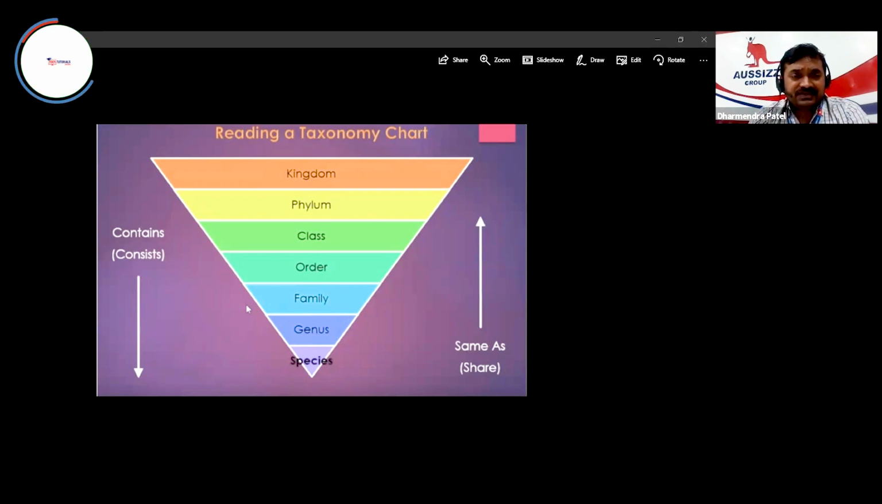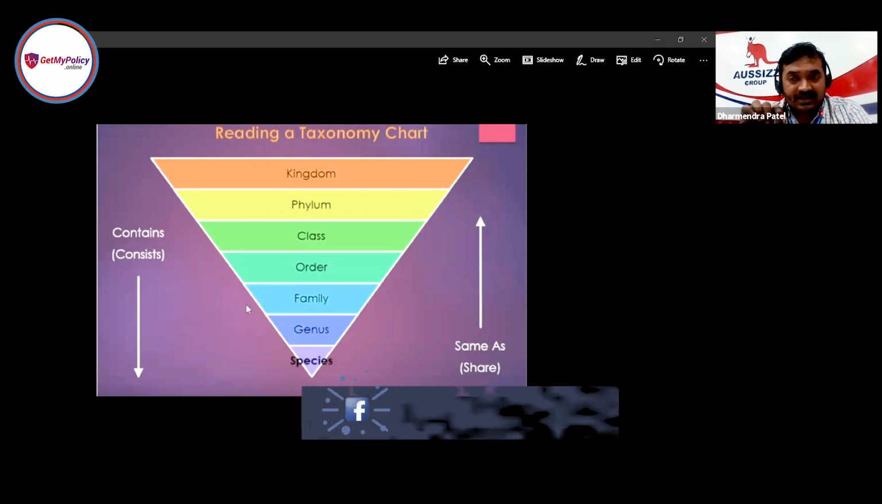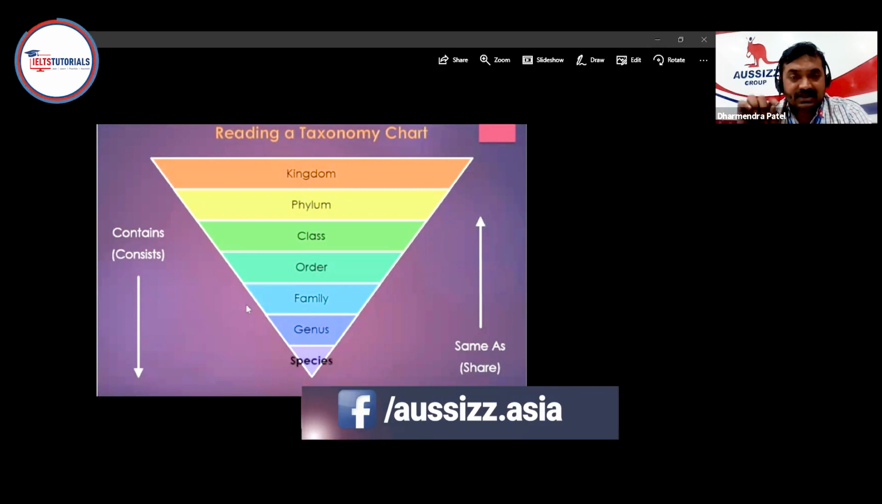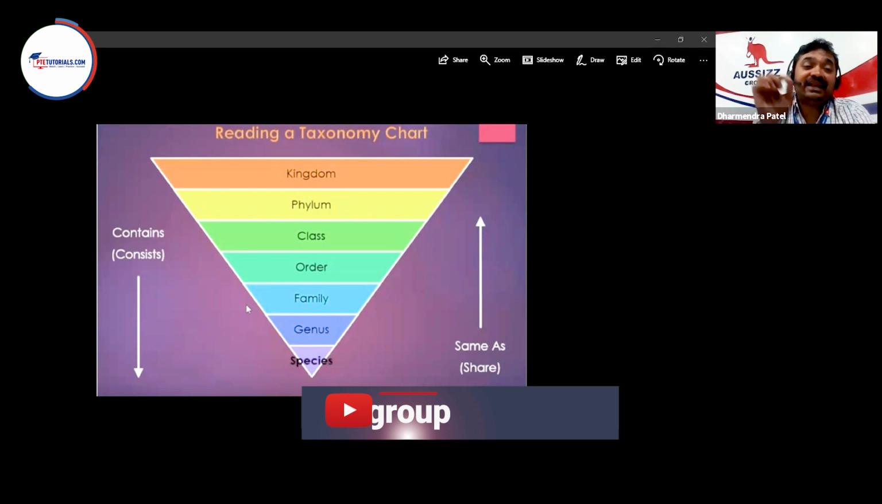The right hand side arrow shows the upward direction. If you have two organisms in the same family, what does it show? You see the family over there, they should have the same order, class, phylum, and kingdom. So you can also use the word share. For example, if two organisms are in the same class, then they share the same phylum as well.